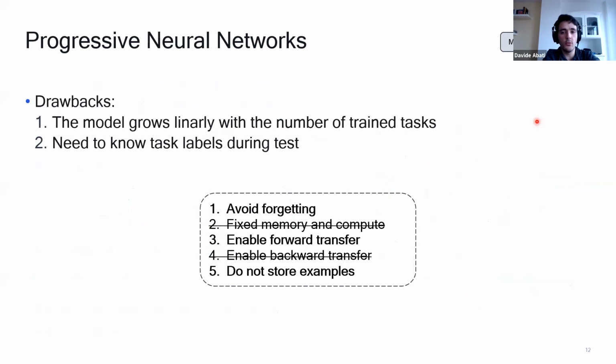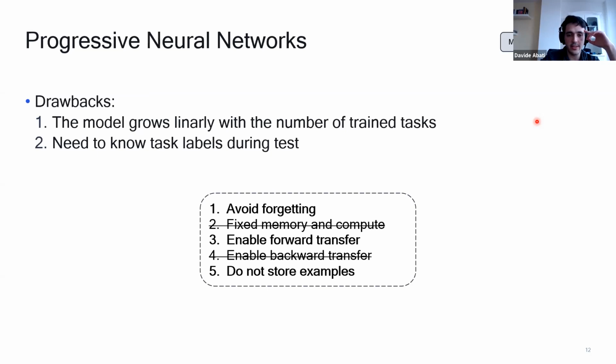One problem with this is that the model grows linearly with the number of trained tasks. So if you train twice the tasks, the model grows twice as big. And also, you need to know the task labels during test. You need to know what task you are solving in order to query the correct column. If you don't know which task you are solving, you cannot use it. You cannot perform forward propagation as it is, at least.